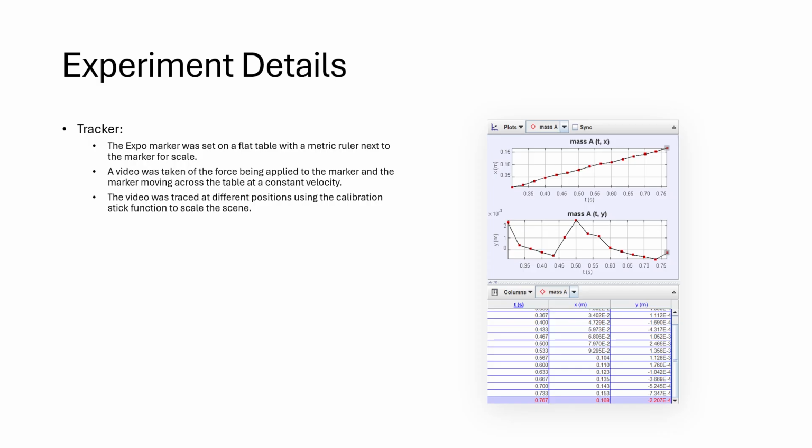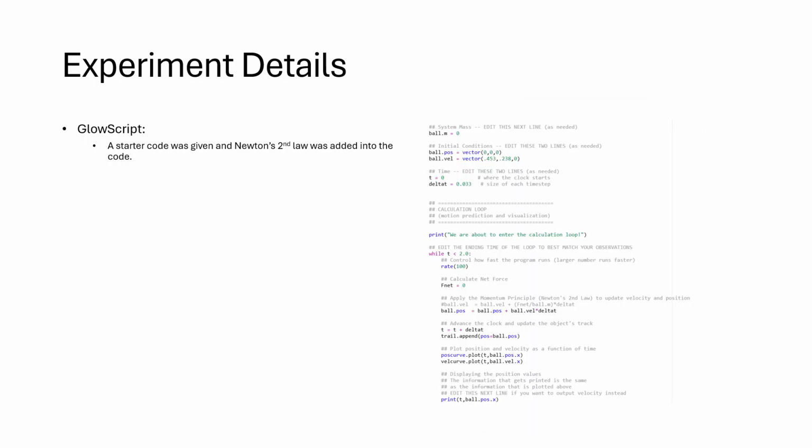Then we took the video into Tracker and used the calibration stick within Tracker to calibrate the different points of where the marker was going through the video. From there, we created graphs based on the movement of the marker at different positions of time. Next, we went to GlowScript, where we had a starter code that was given to us, and within the starter code we added Newton's second law so we could track the marker and its movement across the table over the time interval of the video.